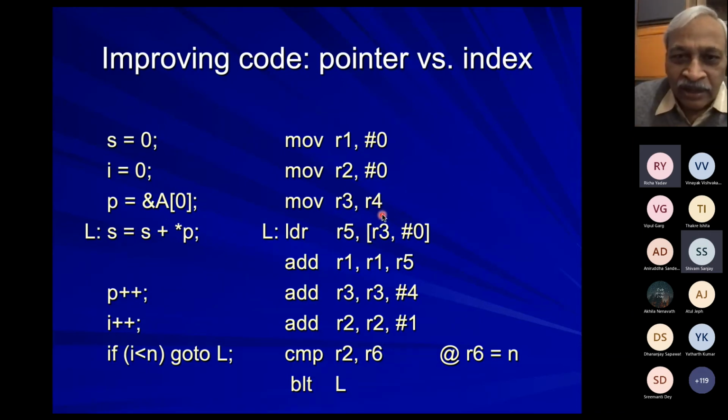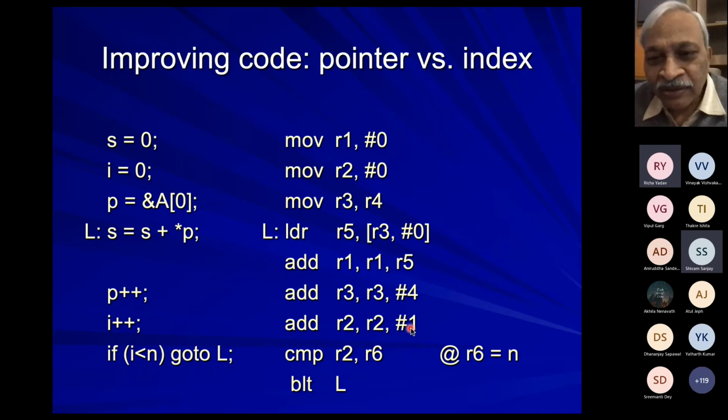So in assembly language, we have another register which holds this pointer, initialized to R4, which contains the starting address of the array, and then we can directly do a load. Okay. All we need to do is R3 is incremented by 4 every time. So p++ means add R3, R3, constant 4. i++ means add R2, R2, constant 1.